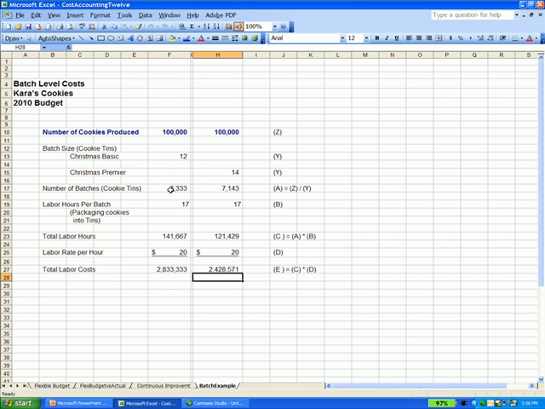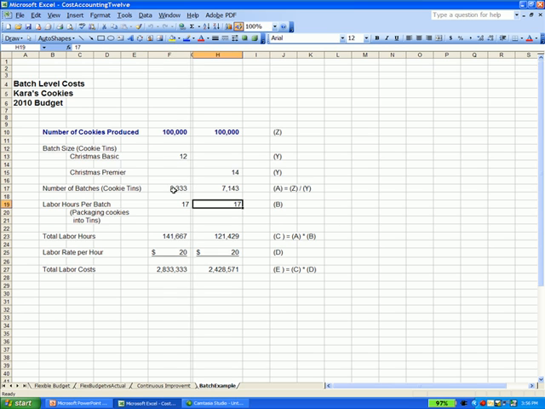We're going to end up with batches. That is, we're going to end up with cookie tins that each contain a certain number of cookies. For the basic level, we take 100,000 divided by 12, and we end up with about 8,300 tins. Since we're putting more cookies in the premier tins, we only end up with about 7,100 tins. But the labor hours needed to create those batches is the same per batch in both. In both cases, whether we do a basic tin or a premier tin, we spend 17 labor hours per tin.